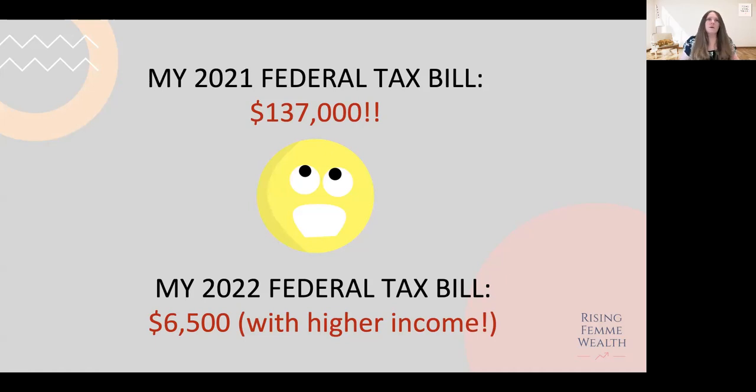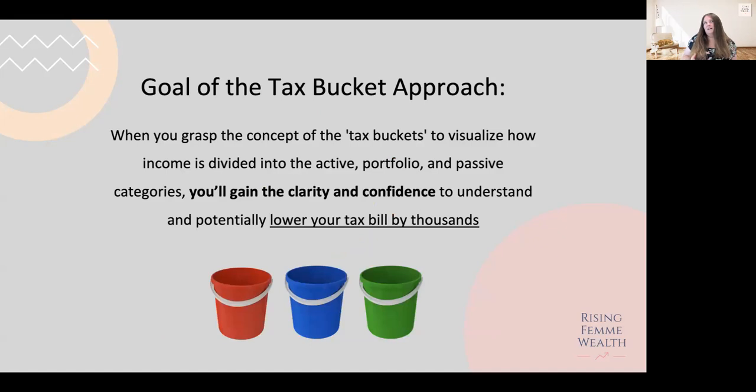So I started learning more about tax strategies, and becoming more versed in these different strategies that I could use, especially looking at tax planning from a bucketing perspective. And so in 2022, after doing this tax planning, my federal tax bill was only $6,500 with higher income that year. So the goal of the tax bucket approach is to simplify how you look at your tax planning so you can gain the clarity and confidence to understand and potentially lower your tax bill by thousands of dollars like I did.